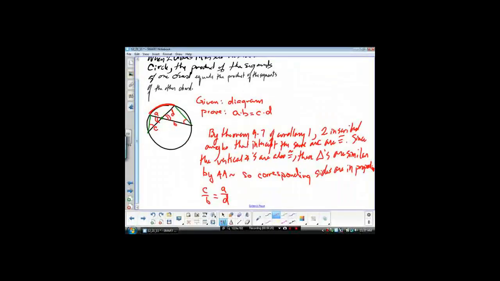Now when I continue here, the means extremes property is your cross multiplication property. And the cross multiplication is what we want to prove. A times B equals C times D.